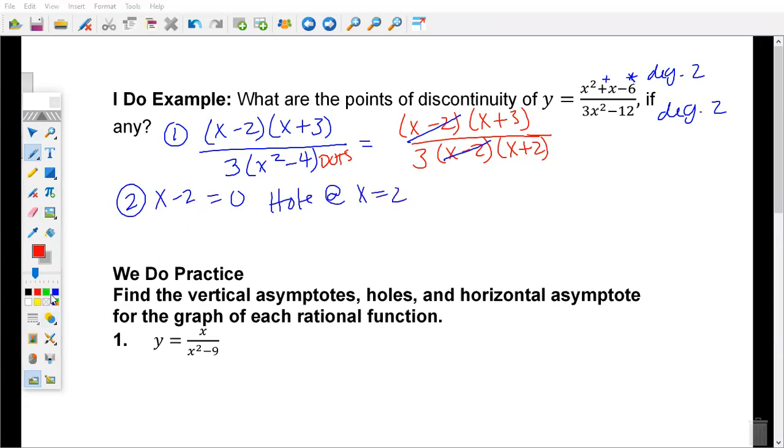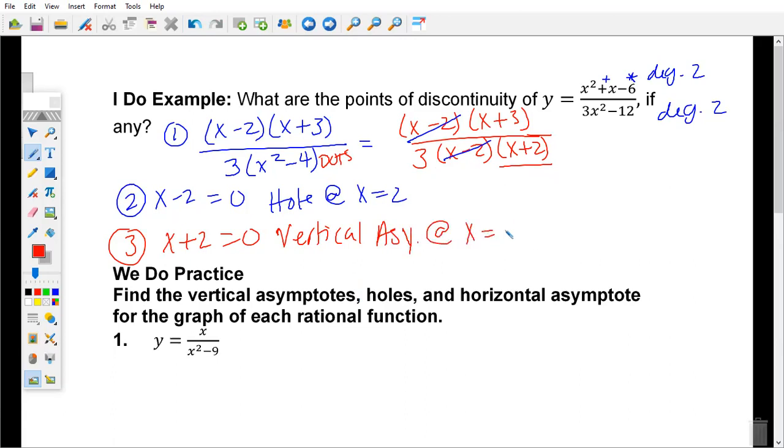Good job. Step 3. Once you remove your hole, you're going to look and see what is left in your denominator. 3 doesn't have a variable, so it doesn't matter. So what's left is x + 3 and x + 2. This is just a number, but this is a factor. So we're left with x + 2 = 0. So where's our vertical asymptote? Our vertical asymptote is at x = what? It's -2.